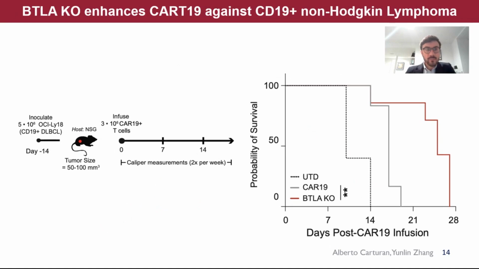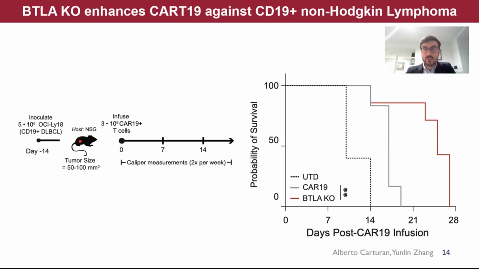So we propose that this system of BTLA knockout can also work in other models as long as the tumor would express HVEM. And so what we show here, this is now a non-Hodgkin lymphoma model. So we're not using CD30, but we're using a standard CD19 targeting CAR. And what you can see here is that we are able, with the BTLA knockout, to prolong the survival of these mice as compared to the standard 4-1BB co-stimulated CAR19.